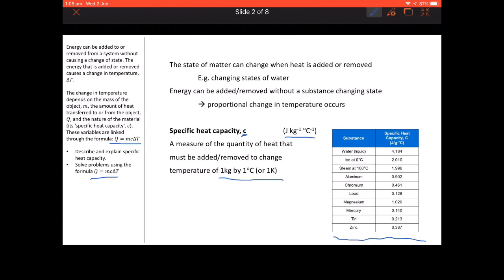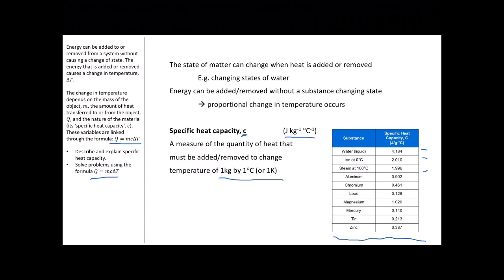Water, ice and steam all have different specific heat capacities. So that means it takes a different amount of heat to be added or removed from these versions or states of water to change the temperature of water in these given states. A lower specific heat capacity means that it takes less heat to be added or removed in order to change an object's or a substance's temperature.